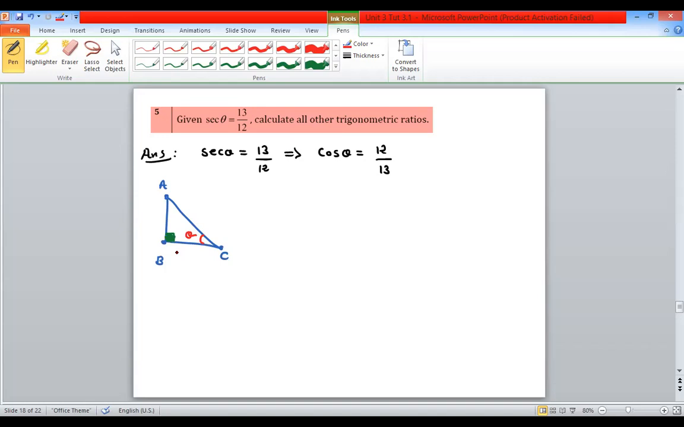okay, you can put your theta anywhere. But I like the theta always in C. The C vertex. So this is your opposite, and this is your adjacent, and this is your hypotenuse. Cos theta means what? Cos is adjacent upon hypotenuse. So we have the adjacent side, this is the 12, and hypotenuse is 13. I want to find the opposite side. So first of all, you can find the opposite by the Pythagoras theorem.